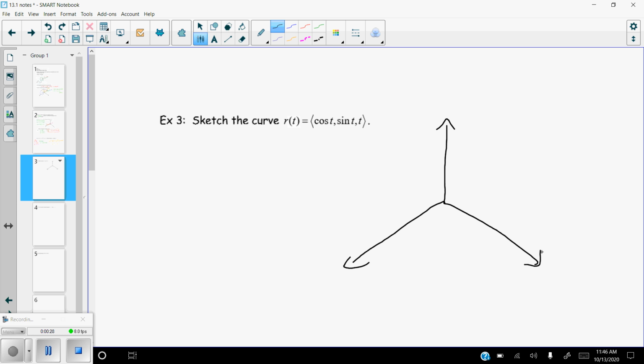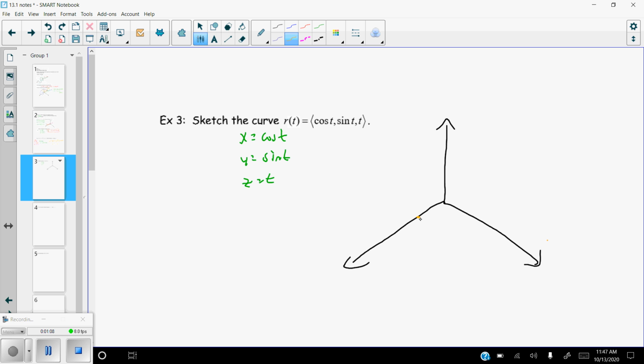So our vector valued function here is cosine t, sine t, t. So the idea is, our x value is cosine t, our y value is sine t, and then our z value is just t. So we need to figure out what this is doing. We'll start with t equals 0. It probably makes the most sense. Cosine of 0 is 1, so the x value is 1. The y value is going to be 0, and the z value is 0.